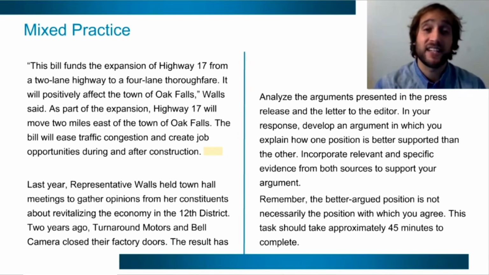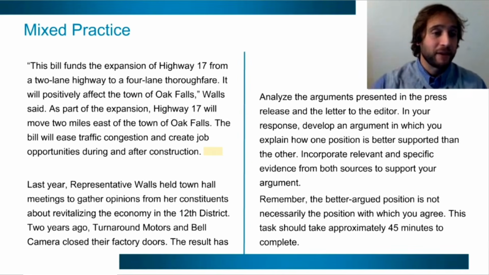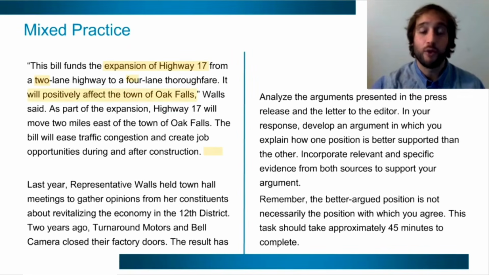Okay, let's see what you uncovered in this paragraph. Well, right away, we get this claim that the expansion of Highway 17 from 2 to 4 lanes will positively affect the town of Oak Falls. So that is our Representative Walls. That is her claim. This will have a positive effect on the town. Okay, let's see if we got any evidence that supports that claim.